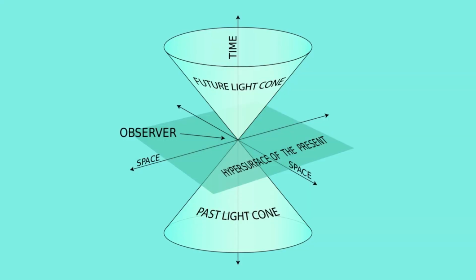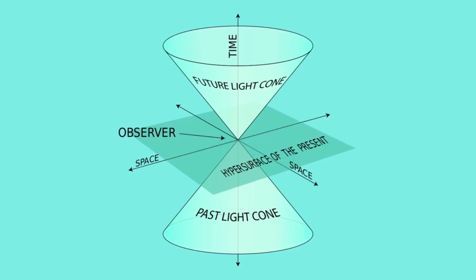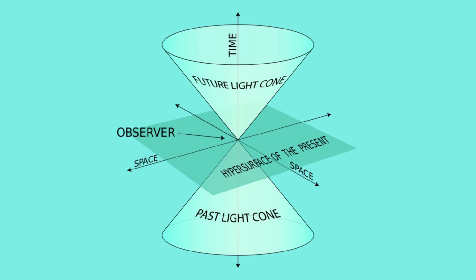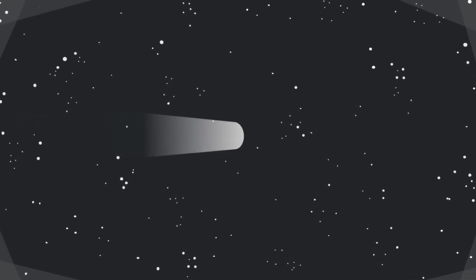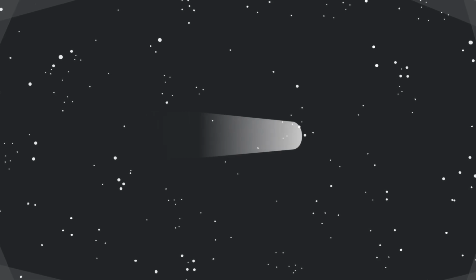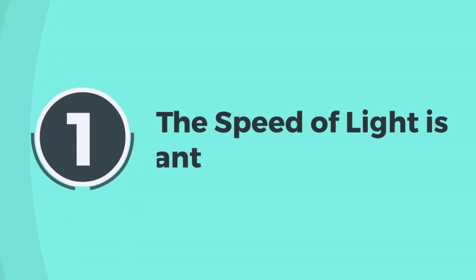Einstein's theory of relativity has two important parts: special relativity and general relativity. Let's break them down. Special relativity focuses on objects moving at very high speeds, especially speeds close to the speed of light. There are two main ideas here. One, the speed of light is constant.